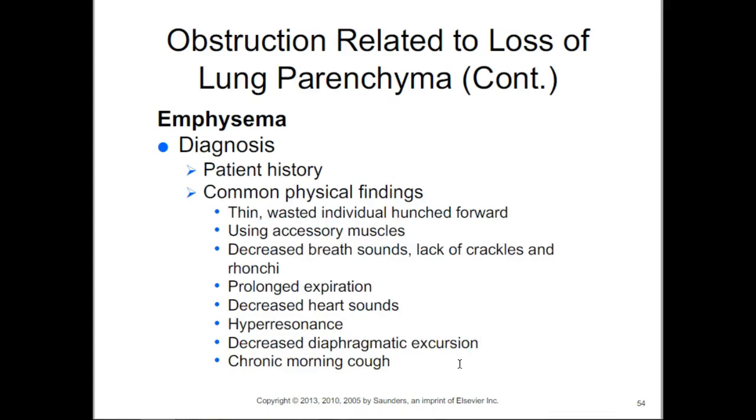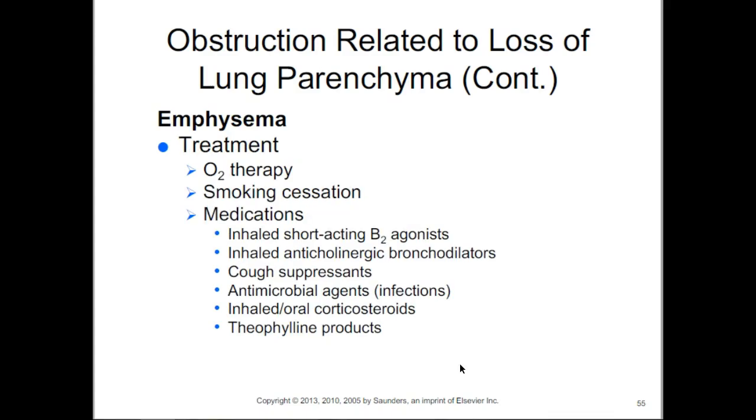So the diagnosis can be made with a patient history that is asking all of the right questions. Some typical findings: you're going to see a thin, wasted type individual hunched forward using accessory muscles with lack of crackles and rhonchi, so no crackles, and decreased breath sounds, prolonged expiration, decreased heart sounds, hyperresonance in the lungs. And then decreased diaphragmatic excursion, so movement, and then chronic morning cough.